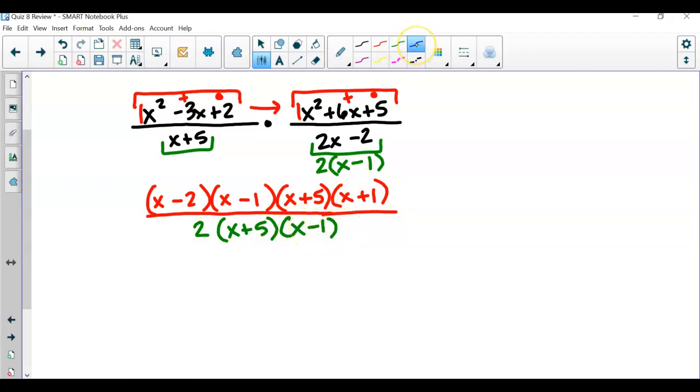So now we can start crossing out. I have x minus 1 and x plus 5. So that means here in my numerator, I am left with x minus 2 times x plus 1, over 2.